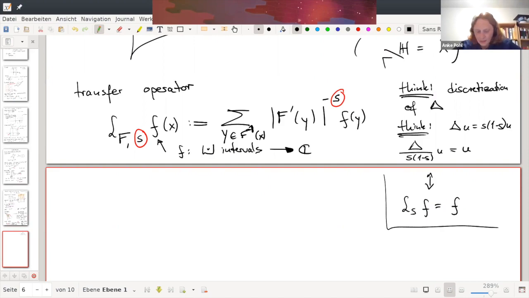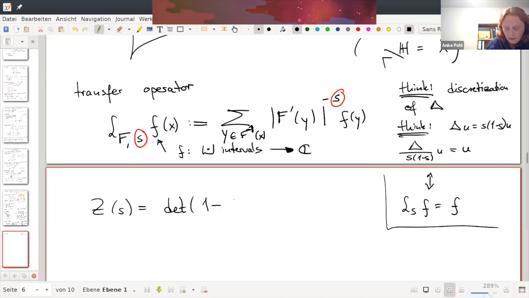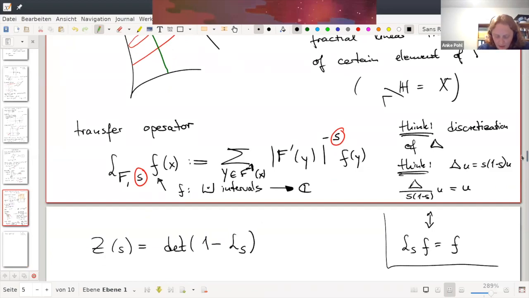So with this, if you have a well-chosen F, of course, what does it have to do with all that we do? The Selberg zeta function is the Fredholm determinant of this operator. So what have we done up to now? We have had this Selberg zeta function, which is formed by the periodic geodesics, so the static information of the dynamics on your surface.